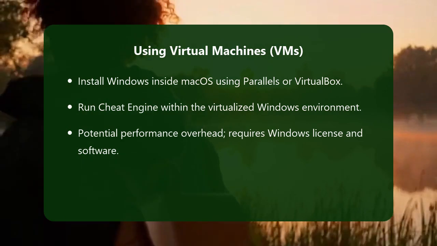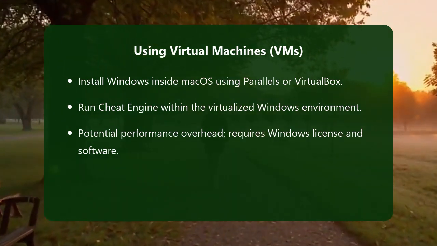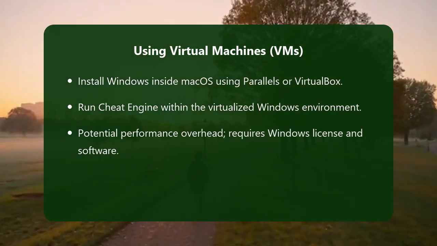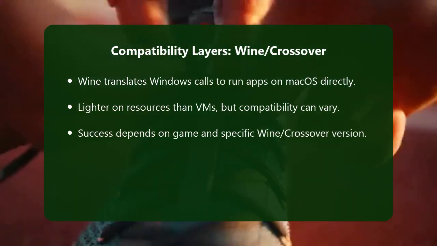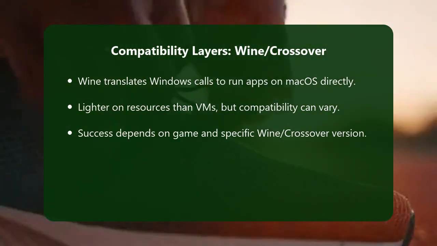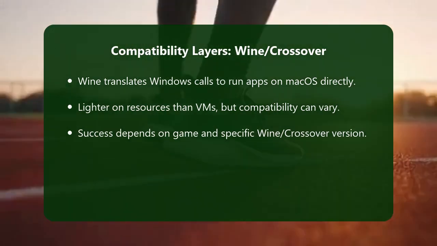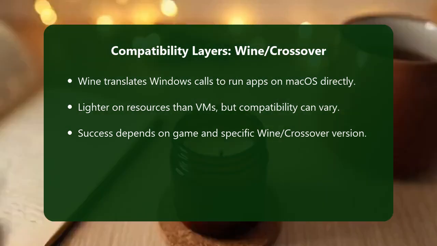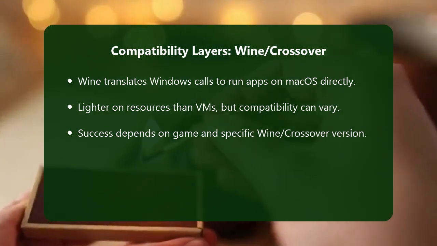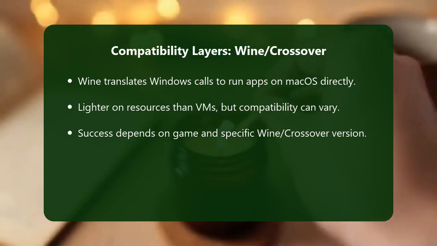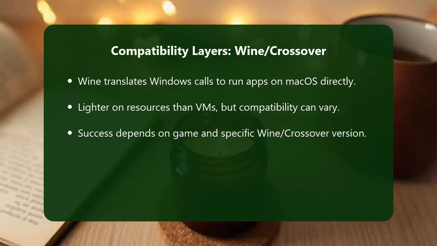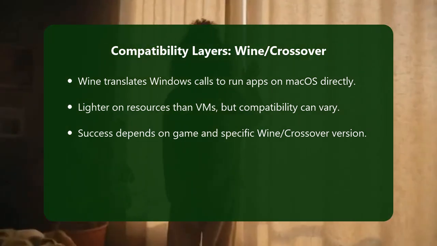Another popular method is using compatibility layers, such as Wine or its commercial counterpart, Crossover. Wine is not an emulator. It is a free and open-source compatibility layer that translates Windows API calls into POSIX calls on the fly, allowing many Windows applications to run directly on macOS without a full Windows installation. Crossover builds upon Wine, offering a more user-friendly interface and commercial support.